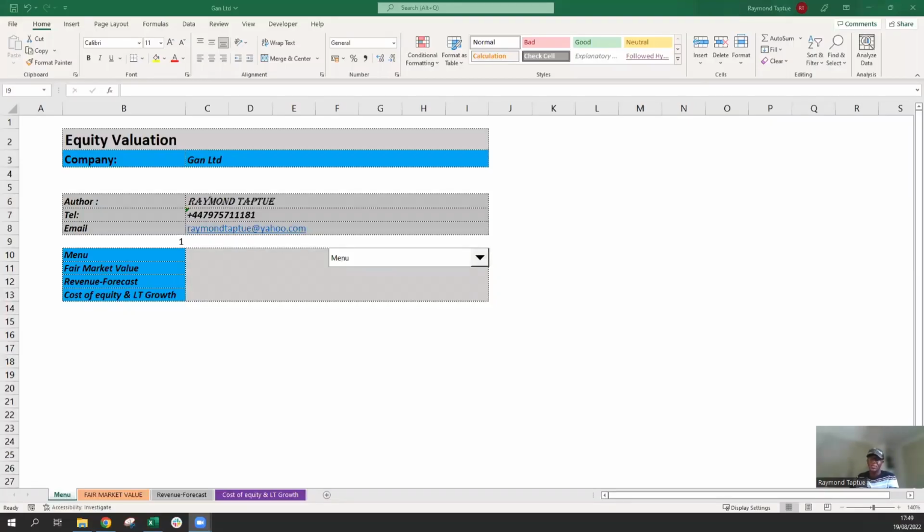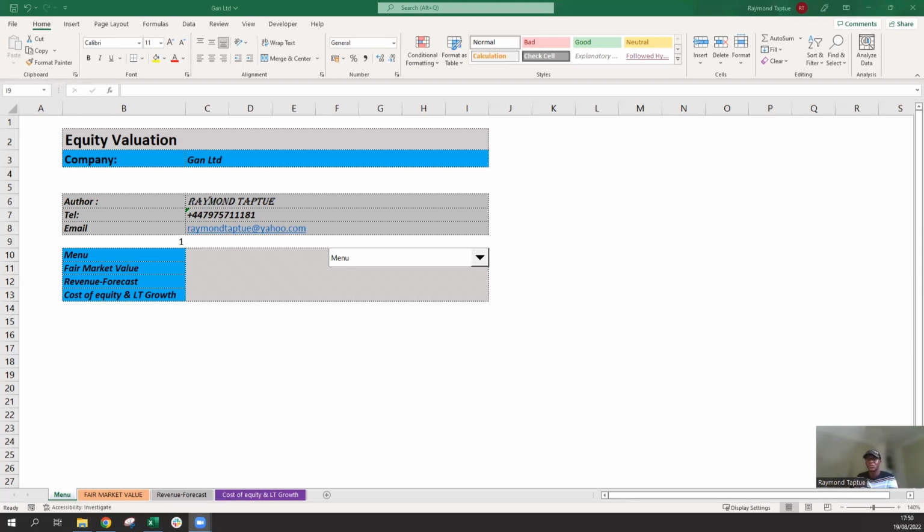Ladies and gentlemen, in today's video, I will show you how to determine the fair market value of a company as a function of the directions of key variables. We will use my favorite model, the residual value model, to determine the value of a stock that I believe is currently significantly undervalued. The name of the stock is GAN Limited.